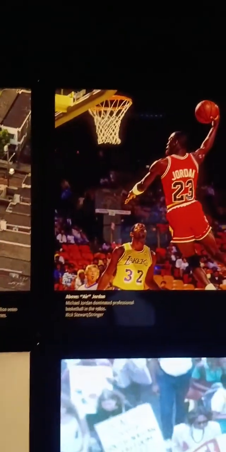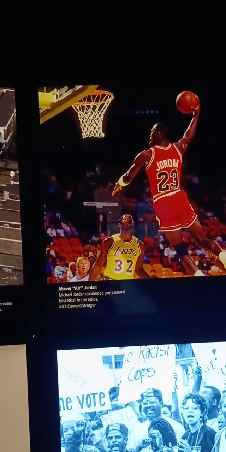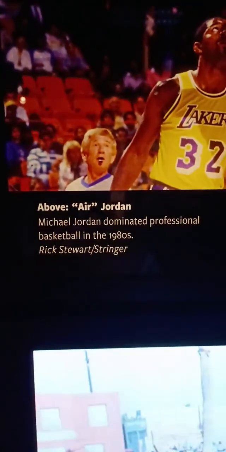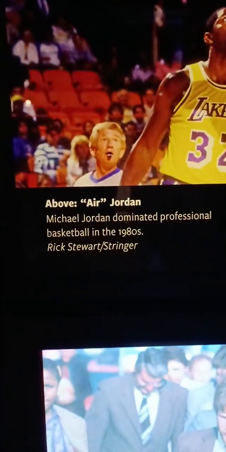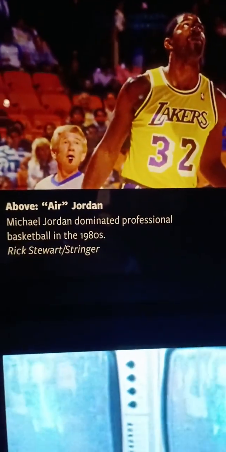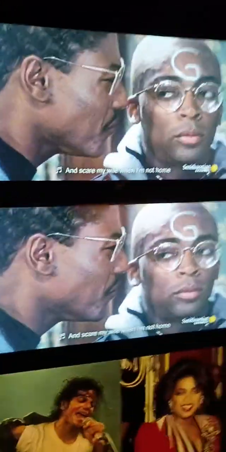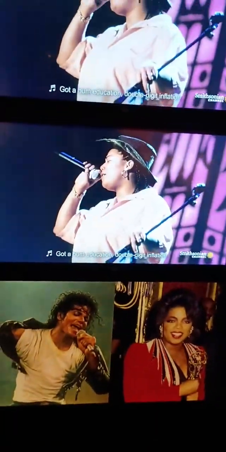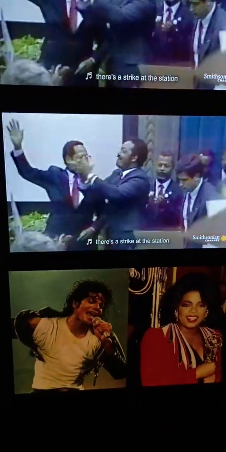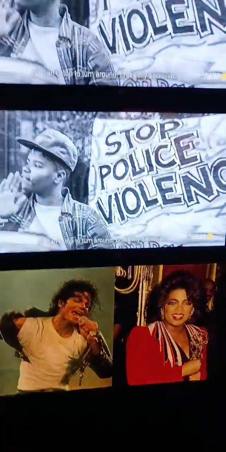Jordan, Run DMC, Magic Johnson in a picture too at the bottom. They made a little mistake though. They put Michael Jordan dominated professional basketball in the 80s. He actually dominated in the 90s, but he was always dominant. Let's get it real. Salt and Pepper, Queen Latifah, Jesse Jackson, Michael Jackson and Oprah at the bottom.